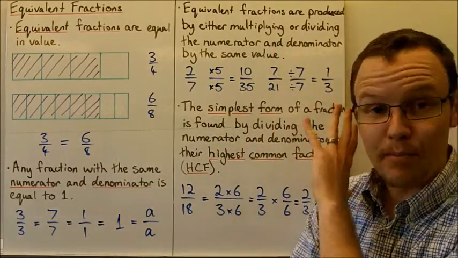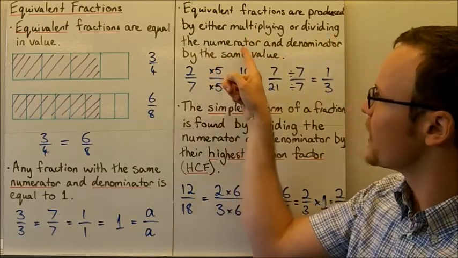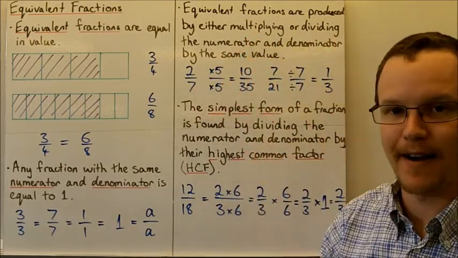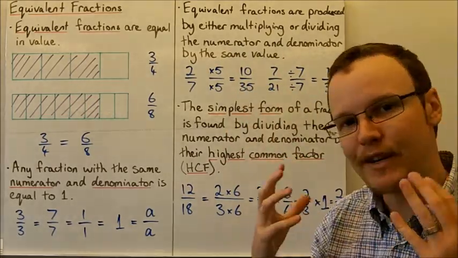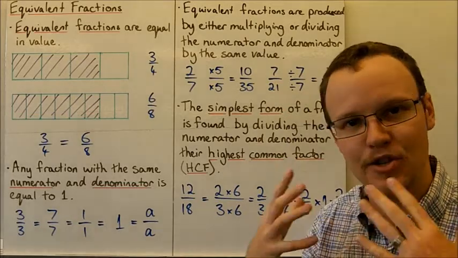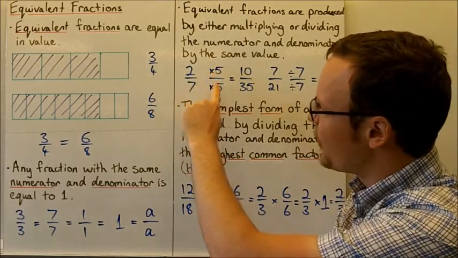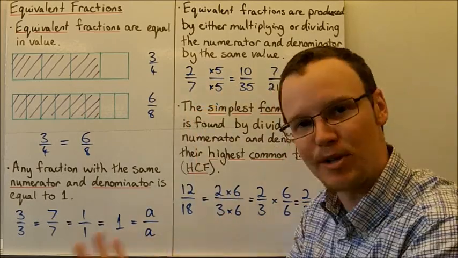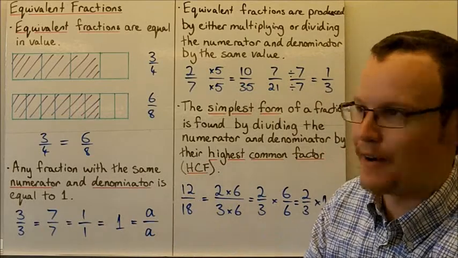Now we can produce equivalent fractions by either multiplying or dividing the numerator and denominator by the same value. We have to multiply or divide them by the same number. If we don't multiply them by the same number, then it's not equivalent. The reason for this is if we multiply by 5 over 5, that's the same as multiplying by 1. And if we multiply any number by 1, we're left with the same value.